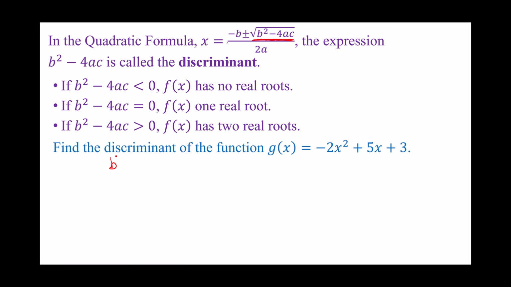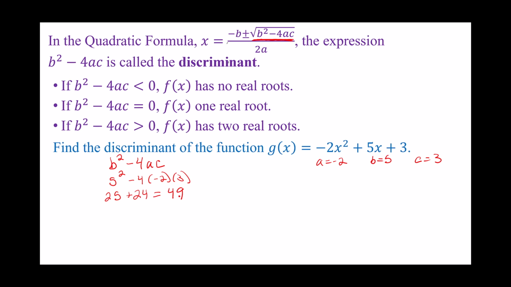So what we need to find is b squared minus 4ac. In this function, our a is negative 2, b is 5, and c is 3. So b squared minus 4ac would be 5 squared minus 4 times negative 2 times 3, which is 25, plus 4 times 2 is 8 times 3 is 24, and we get 49.